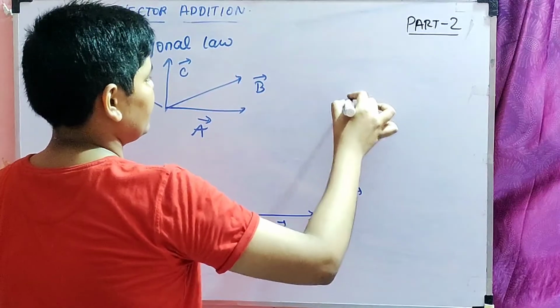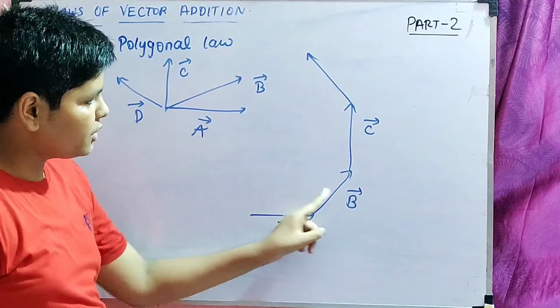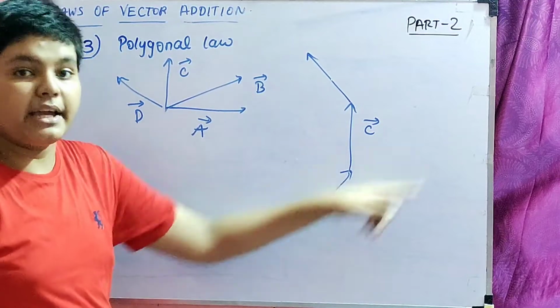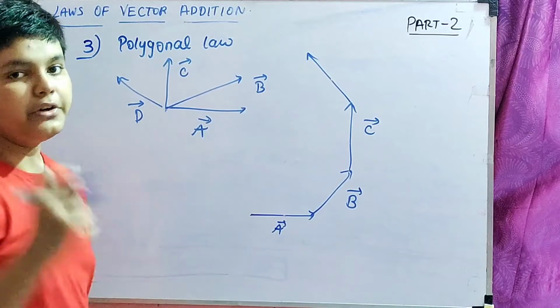We parallel shift it like this. So once you find one pattern, 1, 2, 3, 4, then you will continue 5, 6, 7, 8. It will make an octagon. But we have only 4 vectors over here. So we have these 4. How do you take the resultant?